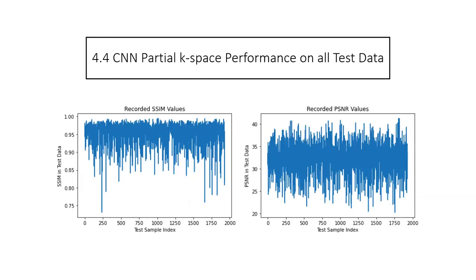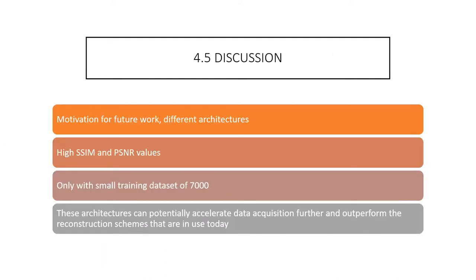And these are quality results for the network trained and tested with partial k-space. Here, we conclude the mean for SSIM was 0.95 with a standard deviation of 0.029, which is relatively lower than the previous result's standard deviation, and a PSNR mean of 32.42 with a standard deviation of 2.45.